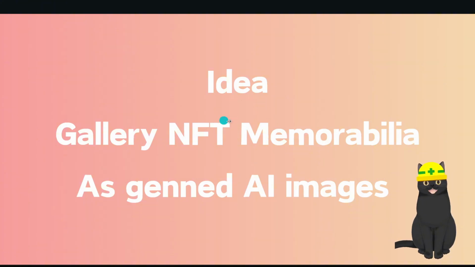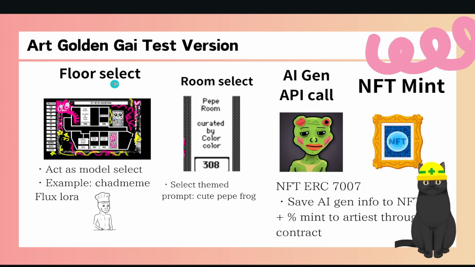So, a big refresh of the idea of the app. The idea was, we want to make gallery NFT memorabilia as gen AI images. You go to a gallery, like here, the GoldenGai example. We go to the floor we like, we choose the art we want, and the floor has a meme theme. We choose Pepe, we get a Pepe that's also fused with a Chad meme, and then we can mint that. Some of that NFT's proceeds from the mint cost and the cost after will go to support the artists. And we use the ERC-7007 to know this is not some stolen art, but actually reflects that previous artist and that previous model.